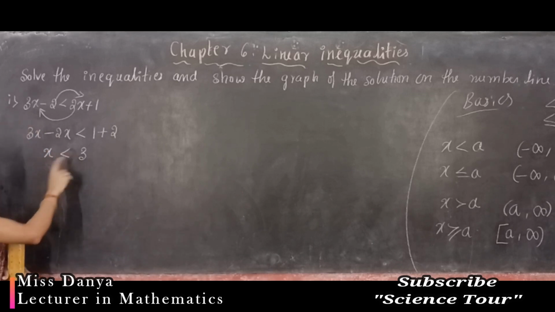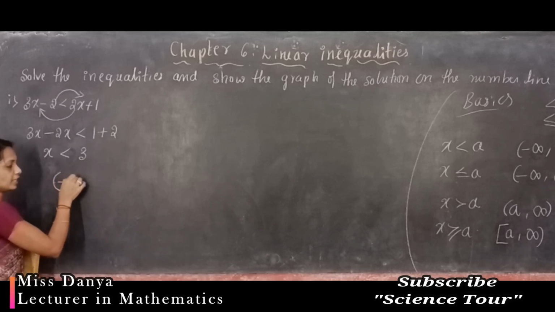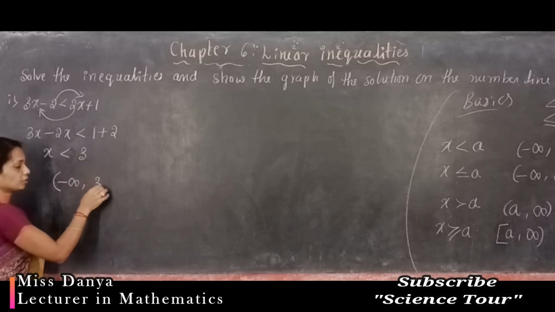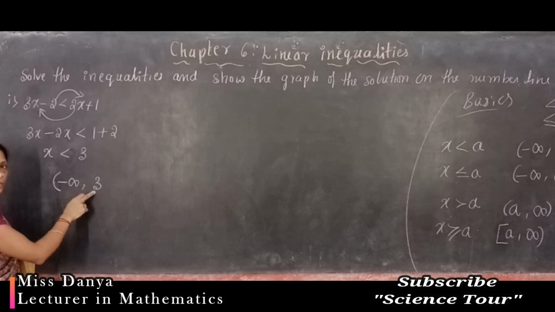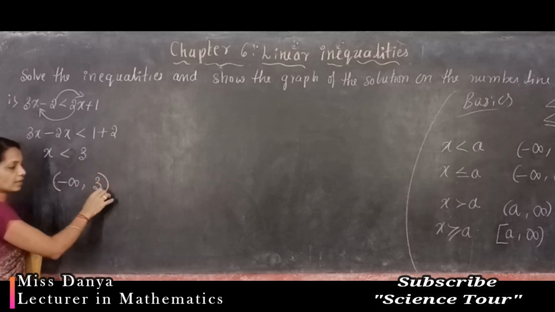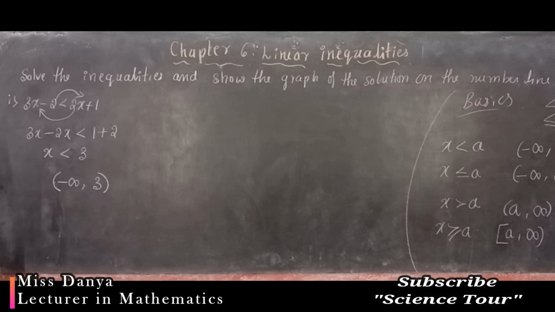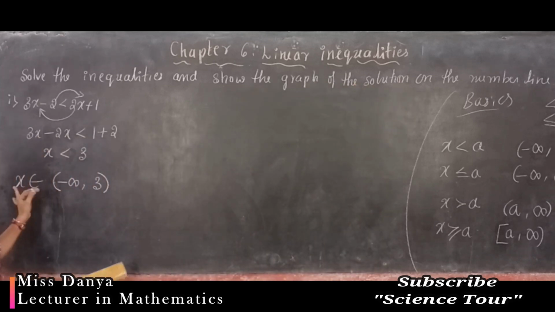See, we got x less than 3. X less than 3 means in the interval the first number will be minus infinity and the second number will be what? Whichever number you got at the end of simplification, that number you have to write. And since you got a strict inequality symbol, you have to use the open bracket. Okay, and this is the solution of this inequality, and we are asked to graph the solution on the number line.